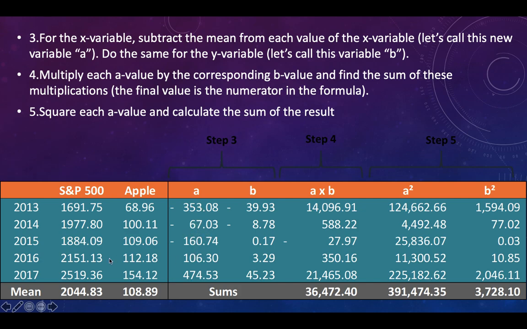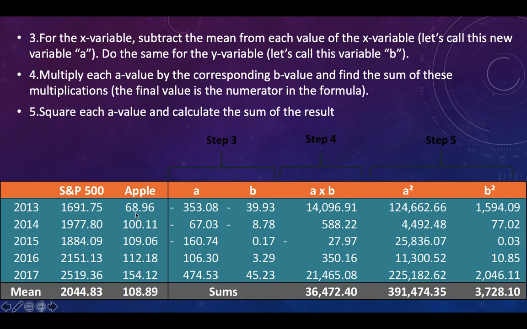Similarly, I found all the values. For the last value, 2519.36, again we subtract 2044.83, so we got the value 474.53. So we got all the a values. Here it is a mix of positive and negative values. Similarly we have to find the b values.